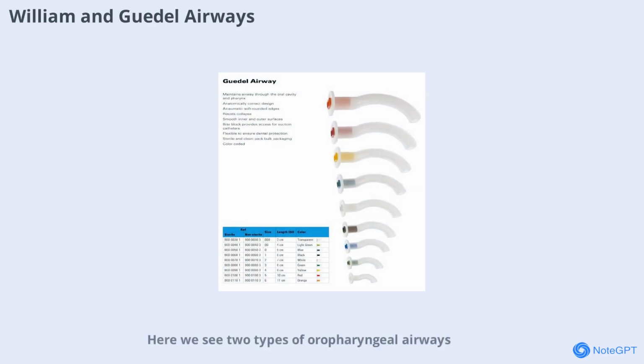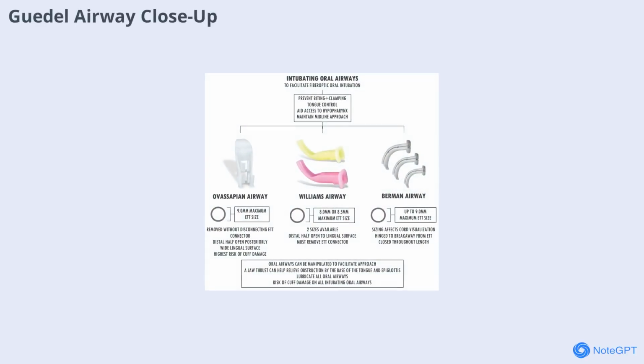Here we see two types of oropharyngeal airways, the Williams airway and the Guedel airway. Both are designed to keep the airway open by preventing the tongue from falling back. The Williams airway has a unique design with a channel for suctioning, while the Guedel airway is more commonly used and features a simple, curved plastic structure. These devices are essential in emergency medicine and anesthesia, and knowing their differences can help you choose the right tool for the situation. Let's take a closer look at the Guedel airway.